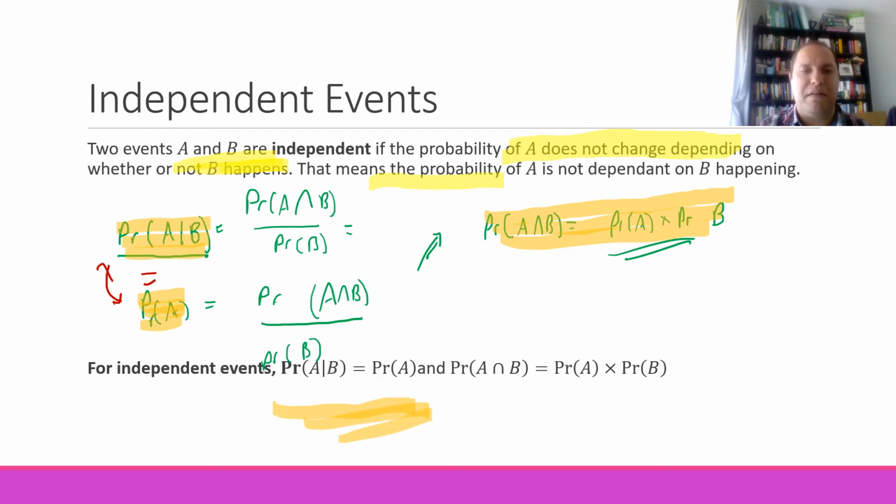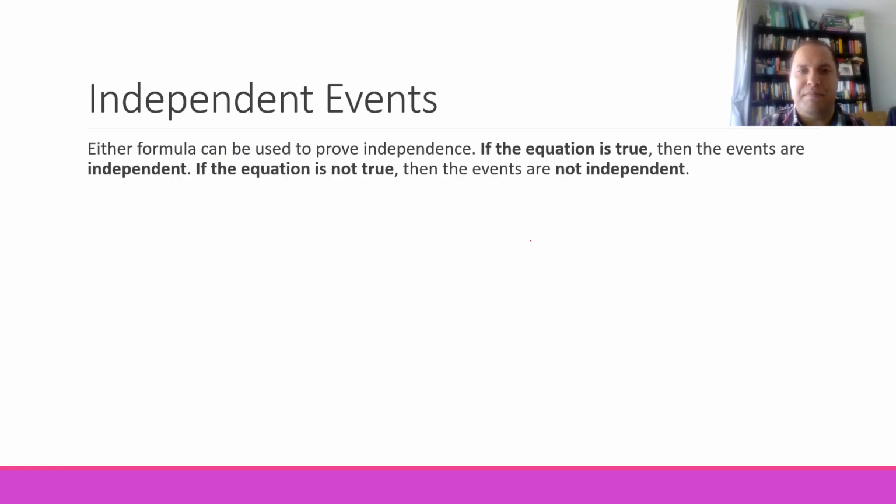And so there's our rule. And we've also got our second rule: the probability of A given B equals the probability of A. Now these two formulas can both be used to prove independence. If the equation ends up being true, then the events are independent. And if the equation is not true, then the events are not independent.